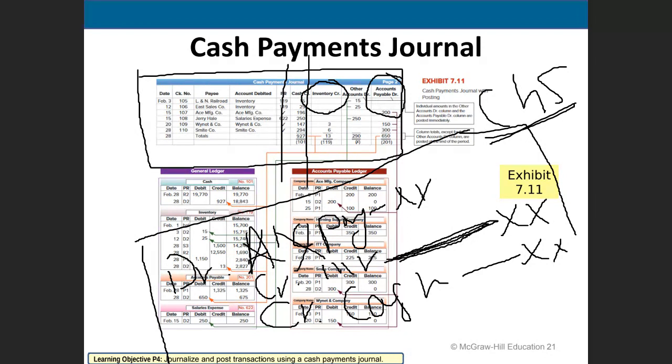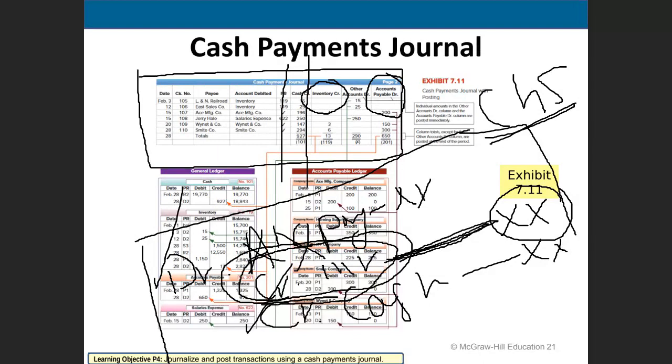This journal entry was for the payment of accounts payable during the discount period, which means we got a discount. When we get a discount, you remember, we debit accounts payable, we credit cash as normal, and to record the discount, we credit what? Inventory. So we credit inventory together with cash at the same time.